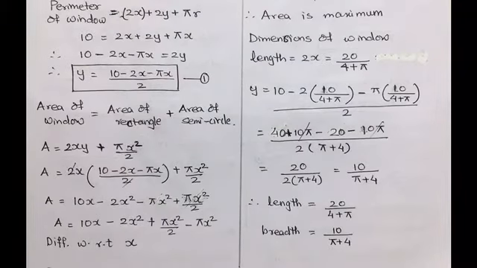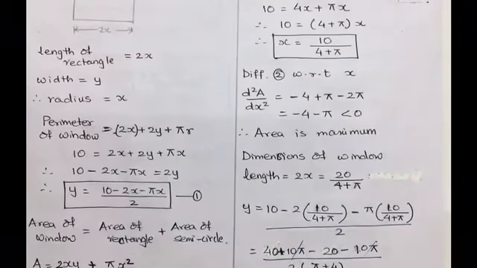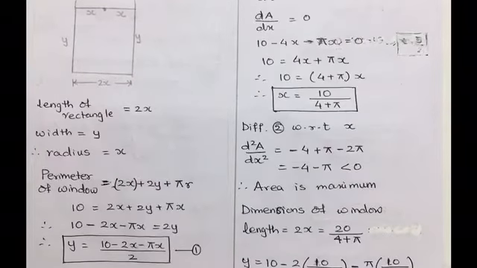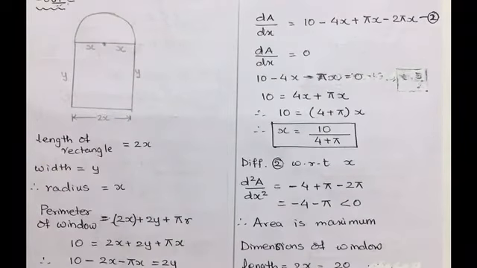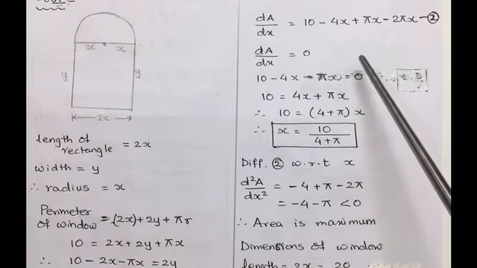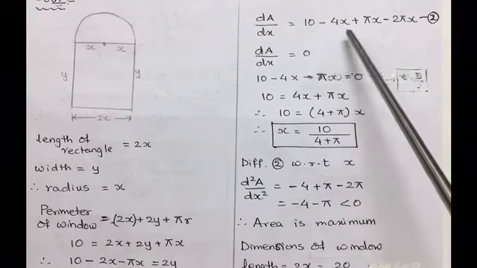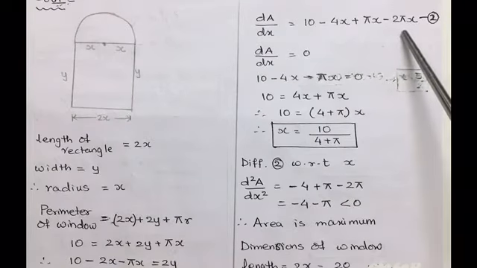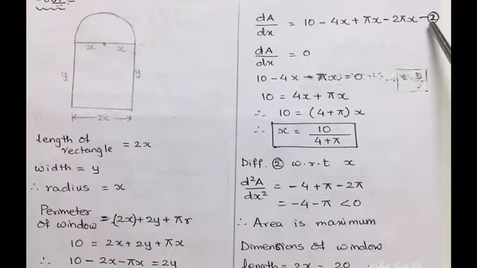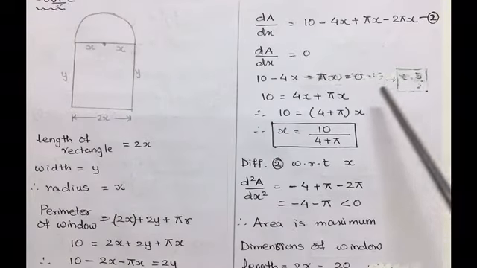Now to calculate the maximum value, or to maximize the area, we have to differentiate it with respect to x. So differentiating the area function with respect to x, we get dA by dx is equal to 10 minus 4x plus pi x minus 2 pi x, that is to be marked as statement number 2.